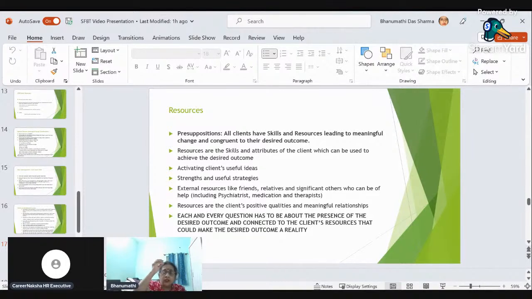And then, with those resources, indirectly you can have it, or you can directly ask them what skills, traits, and abilities you have which you can use. Then we can ask them who else can help you. The significant others we have to involve, because we are not isolated animals. We are social animals. We live in a society. We are dependent on others, and the others are dependent on us. So who else can help you achieve the desired outcome? If your own internal skills and resources are not sufficient, you can take the help of significant others. So that also we can ask.